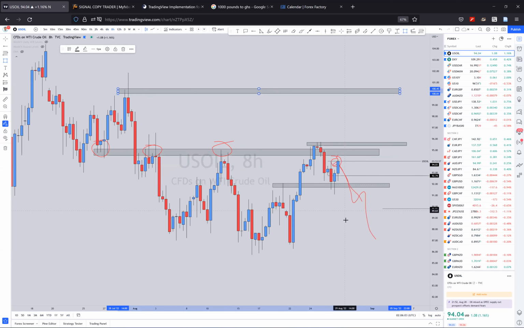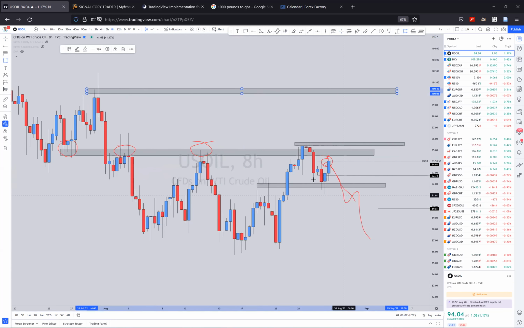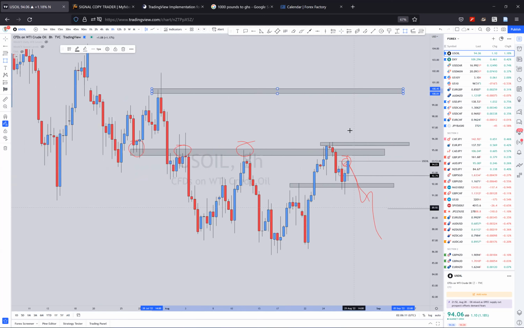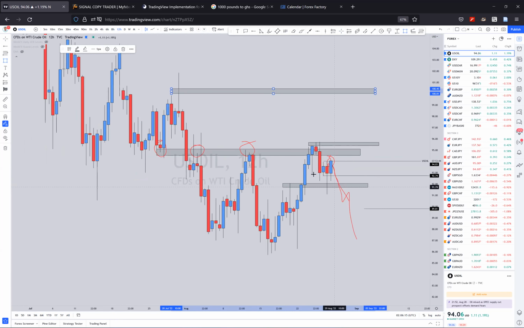The structure is very similar on the 8-hour time frame. Very similar structure, same liquidity levels. We don't see much changes here. And same for the 12-hour as well.